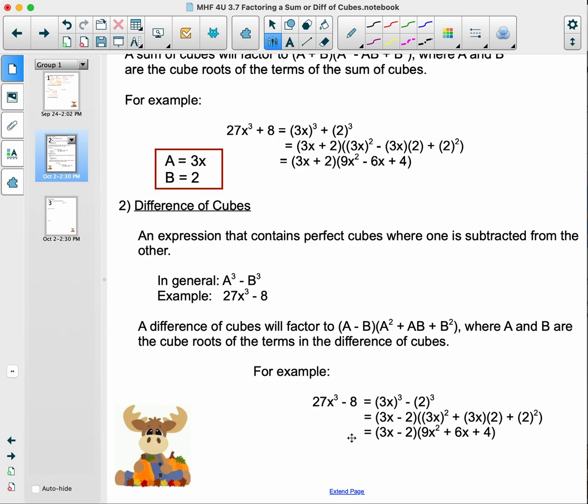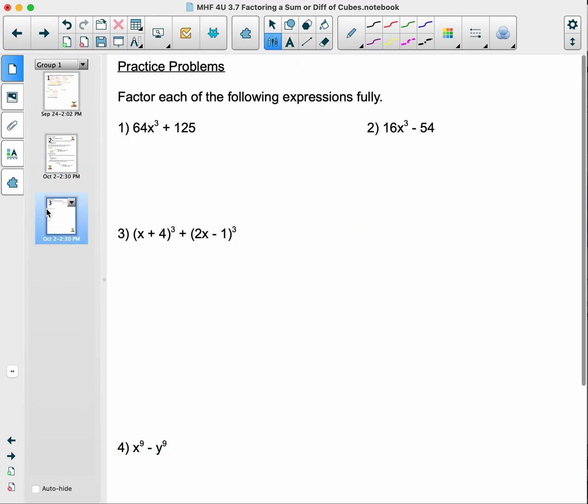Okay, so the difference underneath, again, factors to look very similar, just the two signs flip. So the easiest way to see this is to do it. So we'll start with one that is pretty straightforward, and then they get worse as we go. So number 1, the cube root of 64x cubed is just 4x. Okay, so a would be 4x, and b, the cube root of 125, is just 5. Okay, and it's a sum, so pay attention to that sign.